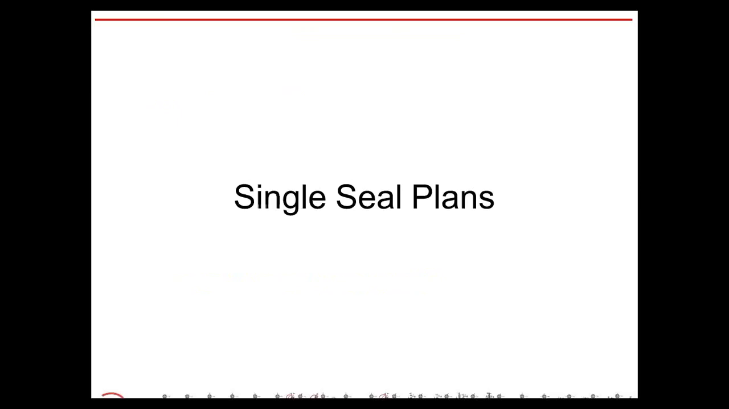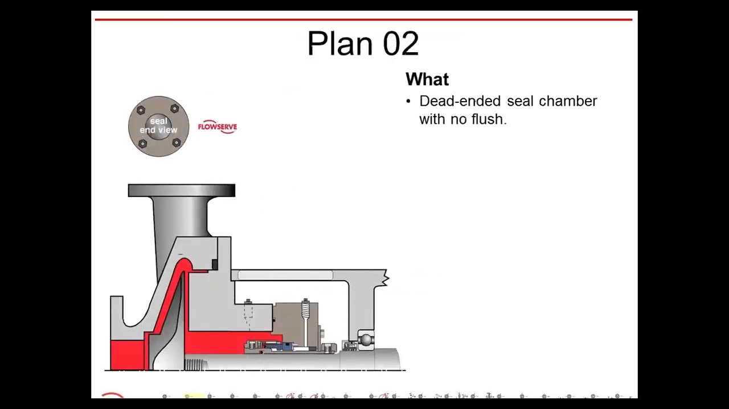Now we're going to talk about single seal flush plans. One of the basics is the plan 2. This is simply a dead-ended seal chamber with absolutely no flush. In general industry, water services, sewer, very low temperatures, you'll see a plan 2.